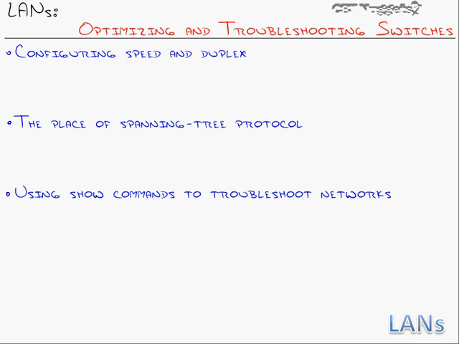We're going to start off by looking at the most common problem in switch networks, and that is the speed and duplex. We'll then identify the place of the spanning tree protocol. Now, this series does not get into spanning tree in depth. That's part of the next series that prepares you for the CCNA exam. In here, I just want you to understand what spanning tree does. The last piece we'll look at is using show commands to troubleshoot networks and sitting on our switched environments when somebody's complaining of a problem, where to even begin with our show commands.